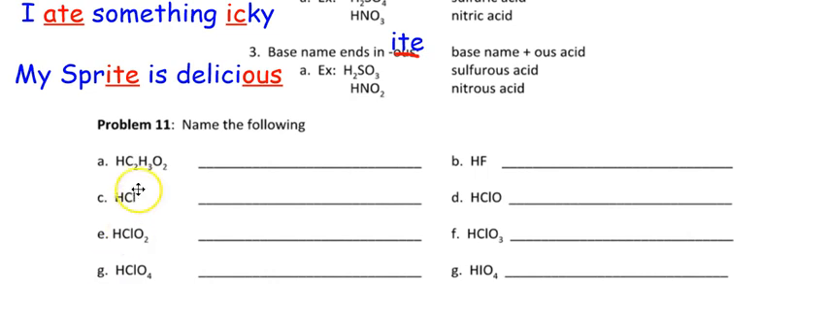All right, so let's see how you did. So cover up the H. What's left? Do you recognize this? This is acetate. Oh, I ate something what? Icky. So it becomes acetic acid.